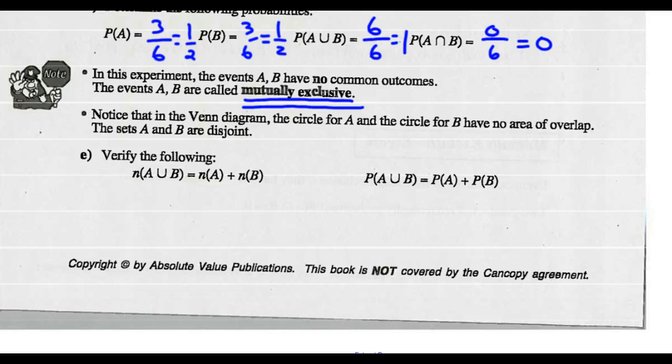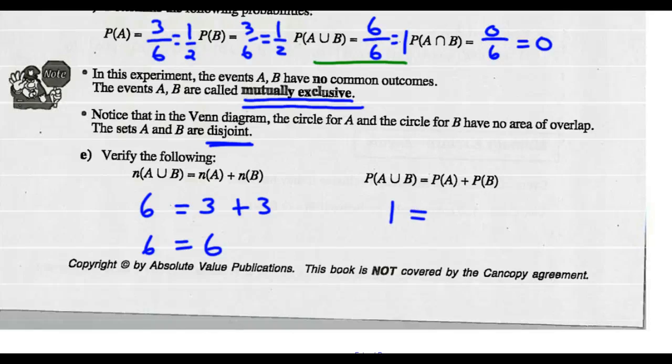Notice that in the Venn diagram, the circle for A and the circle for B have no area of overlap. We say they are disjoint sets. Verify the following. The number of elements in A union B, we said there are 6 elements there. Number of elements in A is 3. Number of elements in B is 3. So 6 equals 6. Great, that's a verification. Probability of A union B, well, we did that one right up here. That probability is 1. Probability of A, we said, was 1/2. And the probability of B was 1/2. Those are both right here. Probability of A, probability of B. So 1 equals 1. That's also a verification.